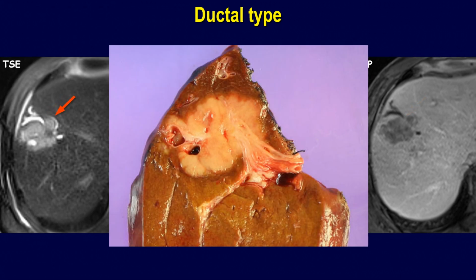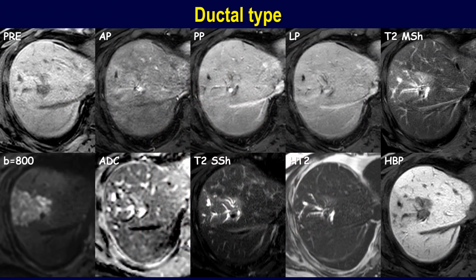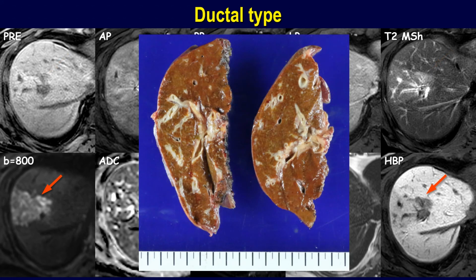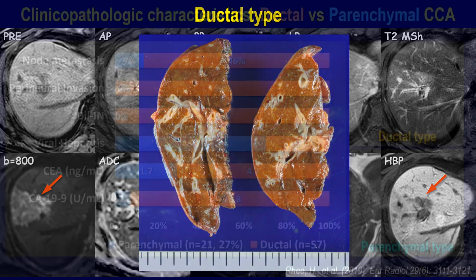And the same findings are shown in the surgical specimen. This is another example of ductal type. An infiltrative mass with poorly delineated boundary is observed in diffusion-weighted images, T2 and hepatobiliary phase images, showing a pattern growing around the dilated bile duct.